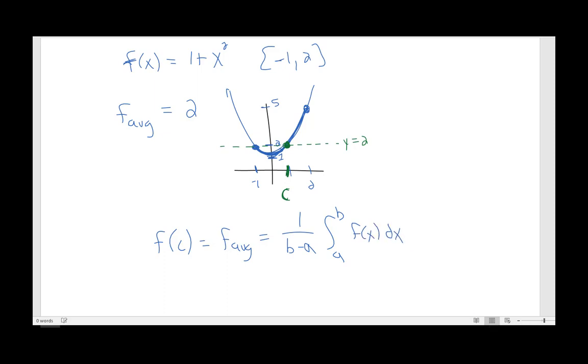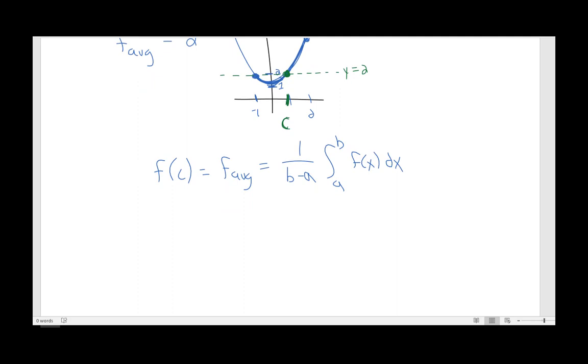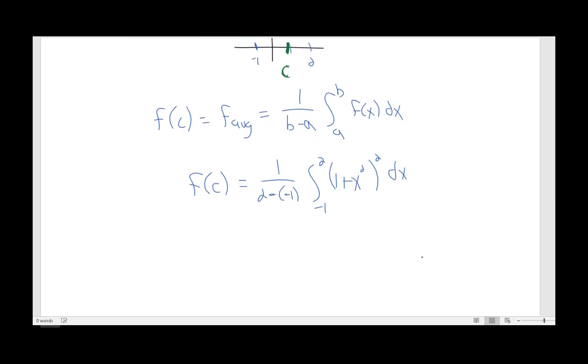So for this specific example, we would be looking for that value x equals c that equals the average of the function. Now again, we already calculated this whole entire average. We found that average to be 2. So we're looking for some value, x equals c, that equals the average value of the function on that interval. And our f of x is 1 plus x squared. So f of c is 1 plus c squared, and we would be solving that equation for c.